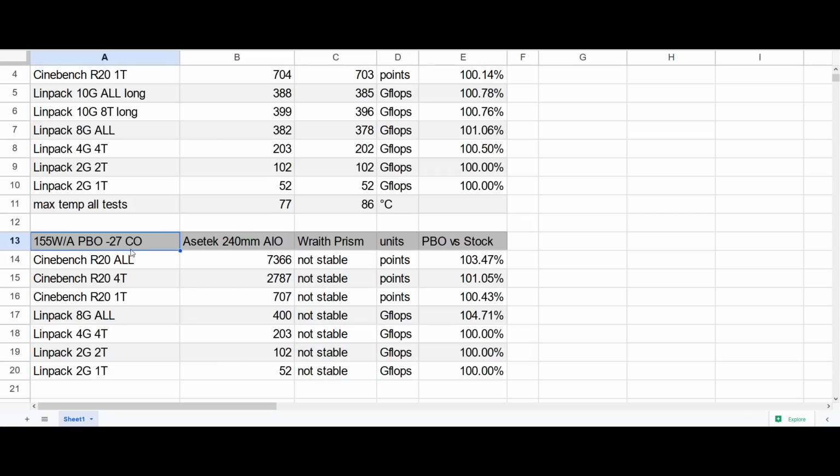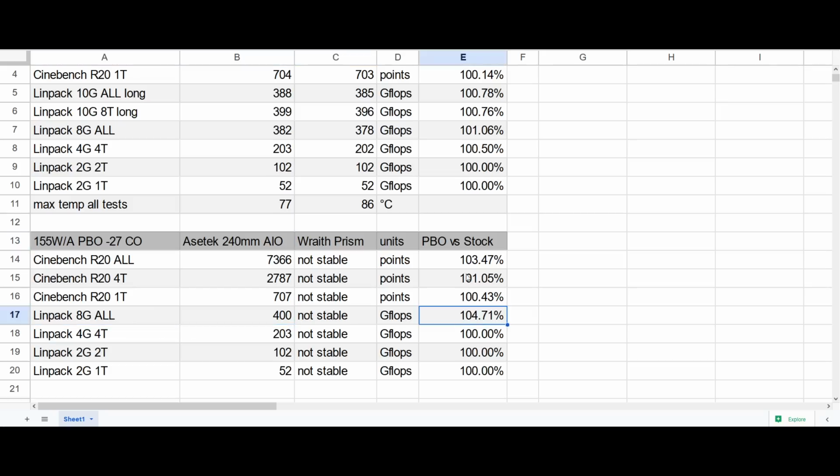Basically, these settings over here would just not work on the Wraith Prism. Cinebench would just straight up crash, whereas the 240mm AIO would run them. It would even run Y-Cruncher, but with minus 30 Curve Optimizer, that wouldn't run Y-Cruncher. And also, I didn't stress test these settings at all. So they could still be unstable, but they're at least more stable on the Asetek AIO than they are on the Wraith Prism.